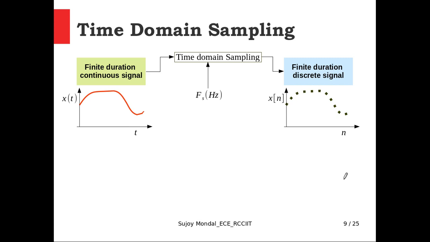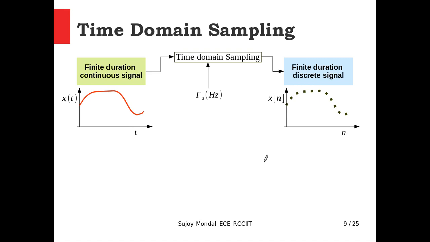Now we will revisit time domain sampling. What is time domain sampling? It tells that the input is analog continuous. It passes through the time domain sampling process with a specified sampling frequency and gives an output sequence of discrete sampling values.